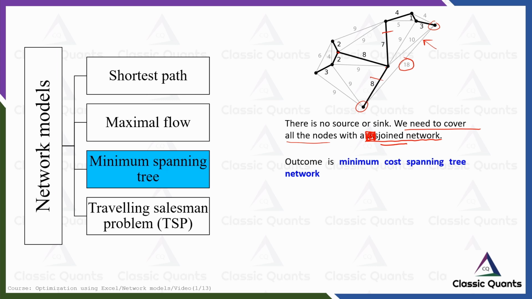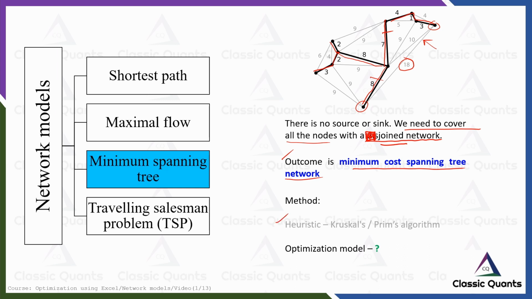And what is the outcome? The outcome is obviously the minimum cost spanning tree network. This bold line, as seen here, is called the spanning tree. And our job here is to find the minimum cost spanning tree.